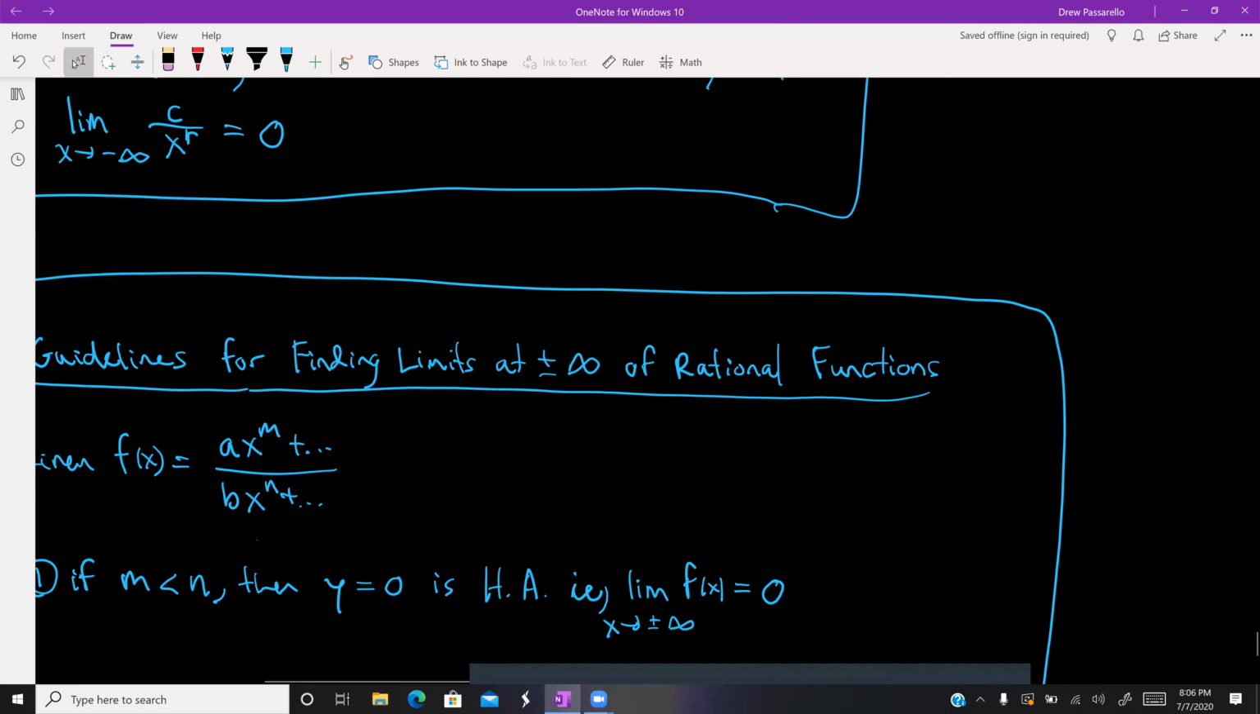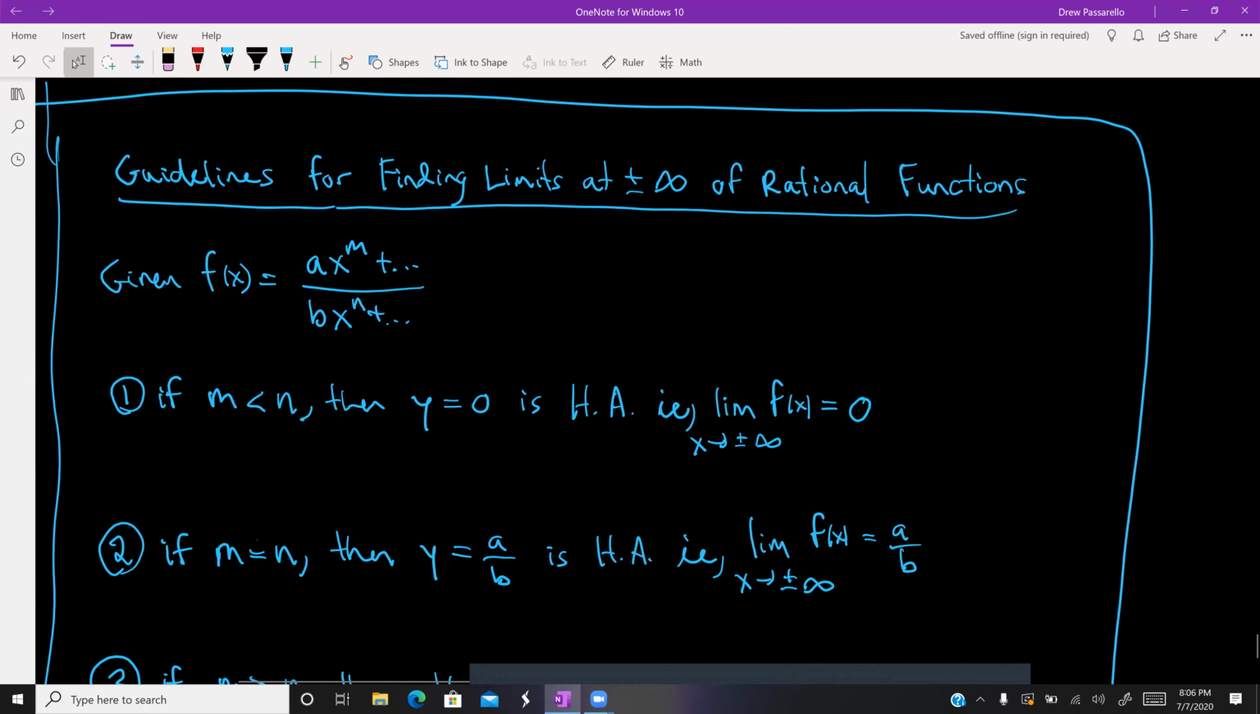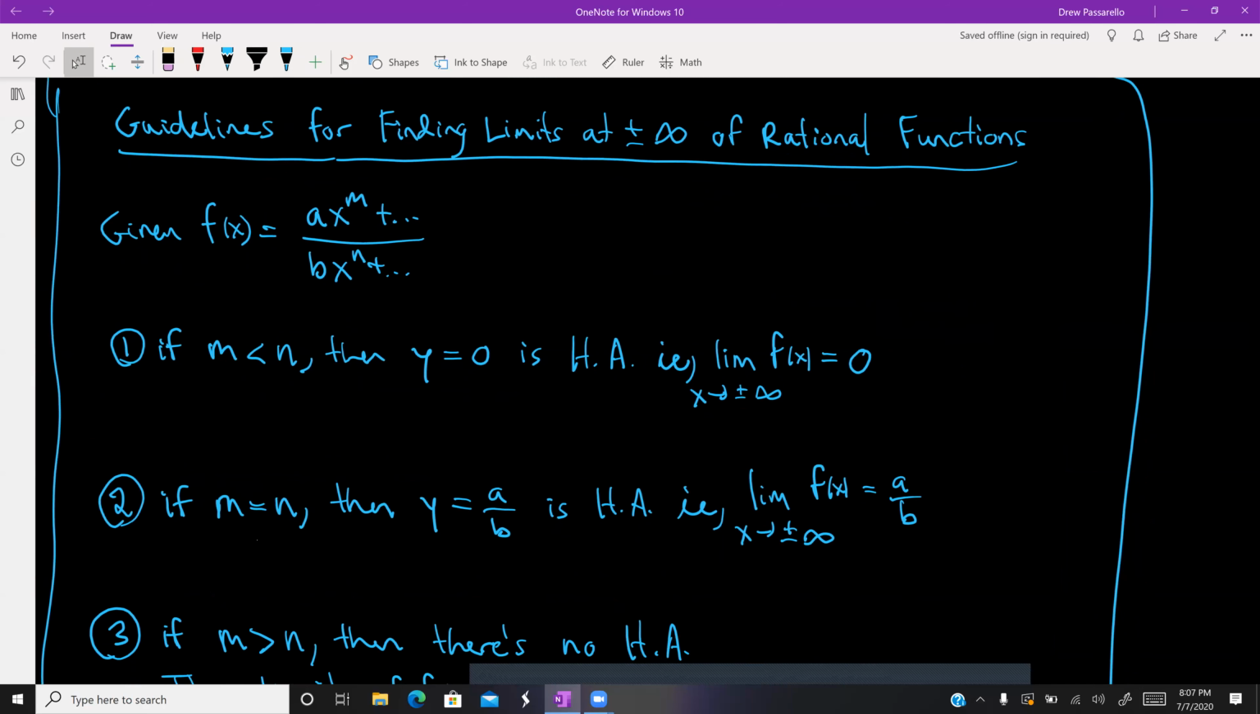All right, so here are guidelines for finding limits at positive or negative infinity of rational functions. This is something that I wrote up for an algebra course. The only added thing now is this part which says, in other words, limit as x approaches positive or negative infinity. So you're going to have a rational function, f of x equals ax to the n plus some terms, divided by bx to the n plus some terms. You only focus on the leading terms for the numerator and denominator.